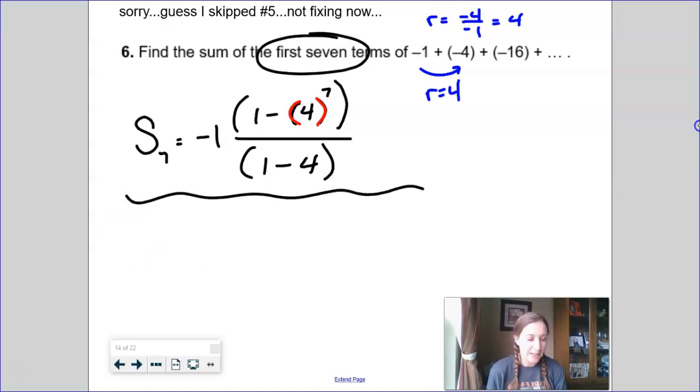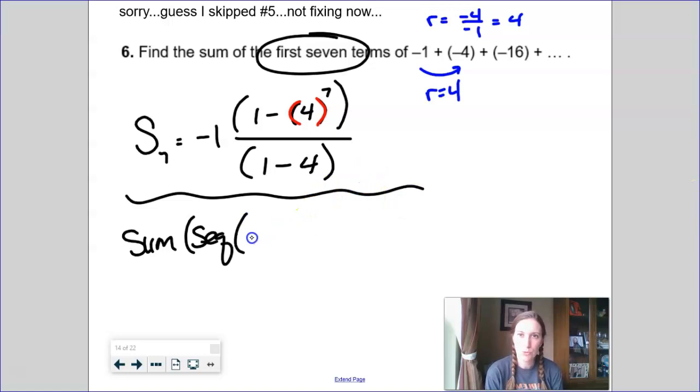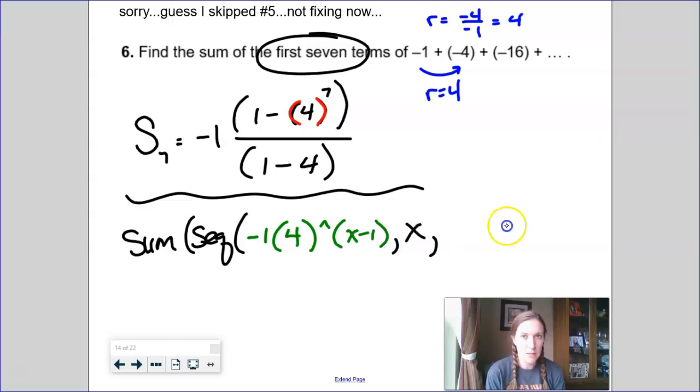So instead, I would have done sum of the sequence, and I'm going to write it out using the old calculator notation. Remember, this is the stuff that your calculator will paste into. But first, I have to write it. So my explicit formula was -1 times r, and then remember, we just realized it does that weird caret thing, so to the x minus 1 power. And then comma, variable x, comma, start at 1, end at 7.